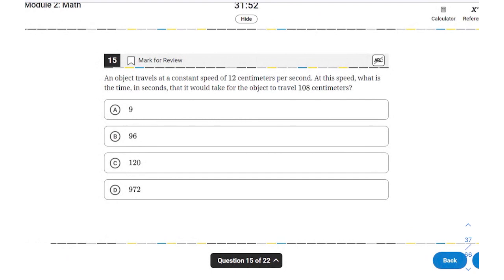This is going to be the easier math module. This is the one that comes up if you just skip past the first module. So there is a harder module. We will do the explanations for those questions as well. But for now, we're on question 15, and let's take a look.